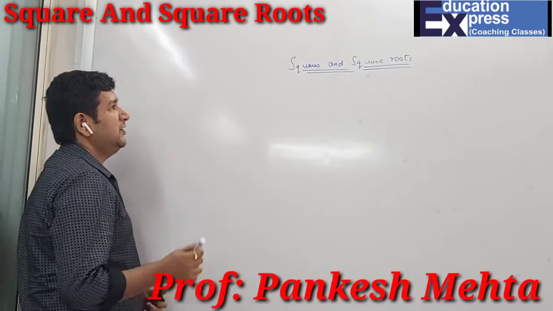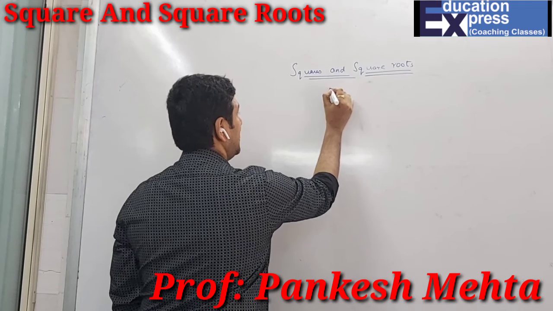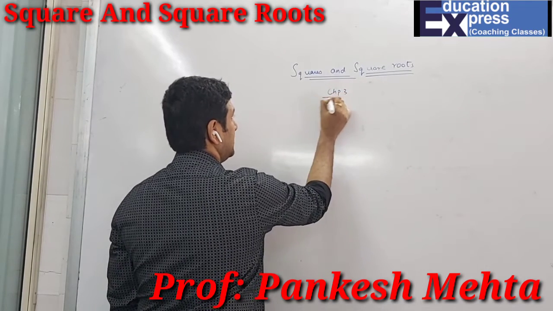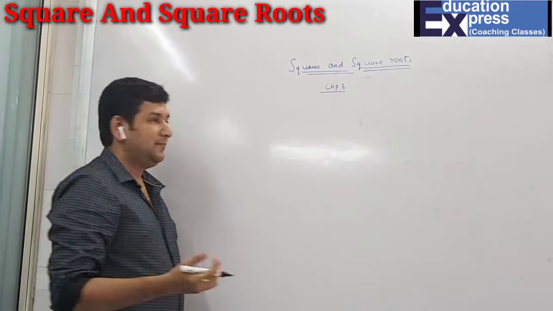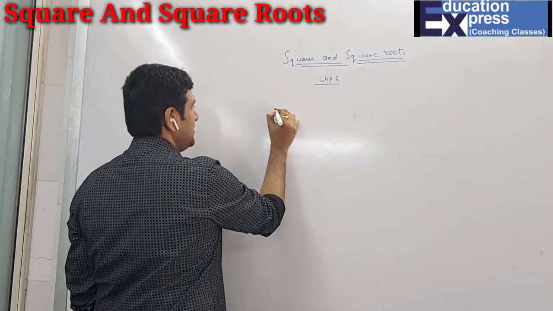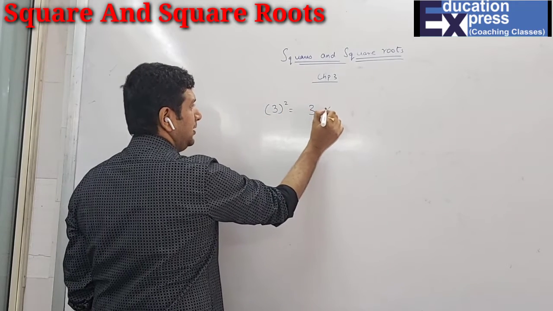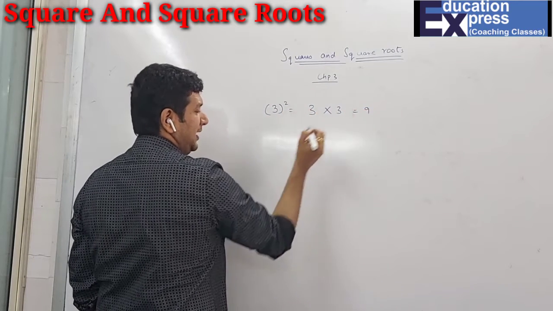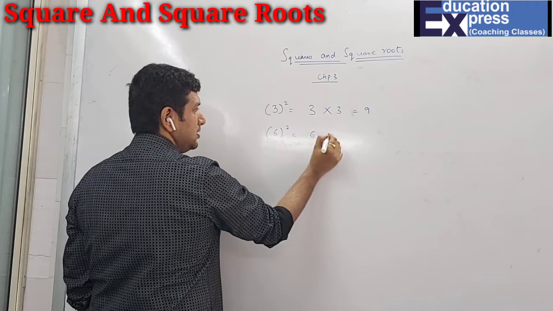Hello students, today we are starting a new chapter, squares and square roots. Your chapter number 3. Now obviously I suppose everyone knows what you mean by square. For example, in case I say what is the square of 3, what will you do? 3 into 3 is 9. Square of 6, 6 into 6.